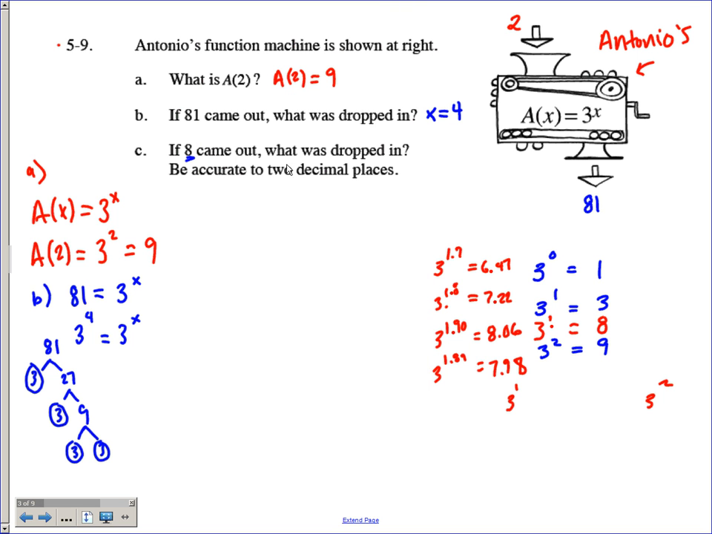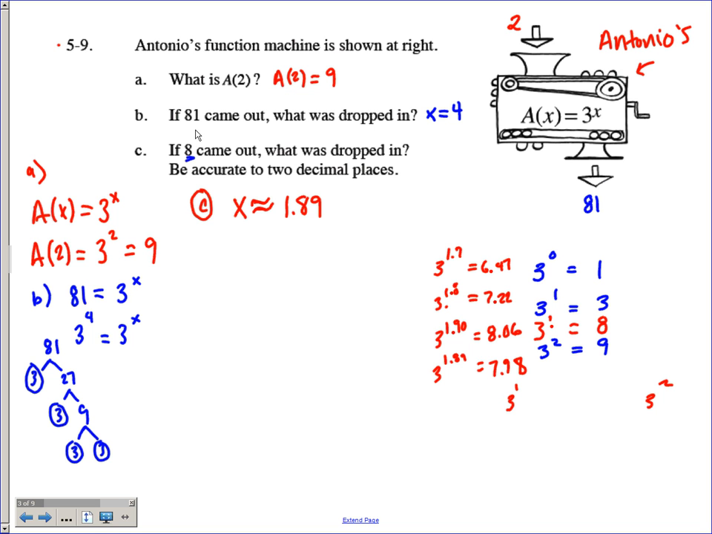So it says if 8 came out, what was dropped in, to be accurate to 2 decimal places? That should have been approximately, because we don't have the exact answer, 1.89. We raise 3 to the power of 1.89, and we get 7.98. So it's very, very close to the 8 we're looking for. So that is the answer for C. We had to do a little bit of guessing and checking there, but that's all right. We're going to learn how to do this without having to guess and check as we move through this chapter.